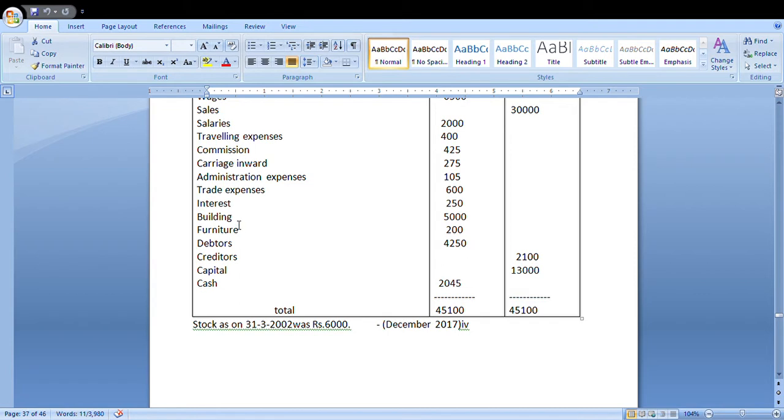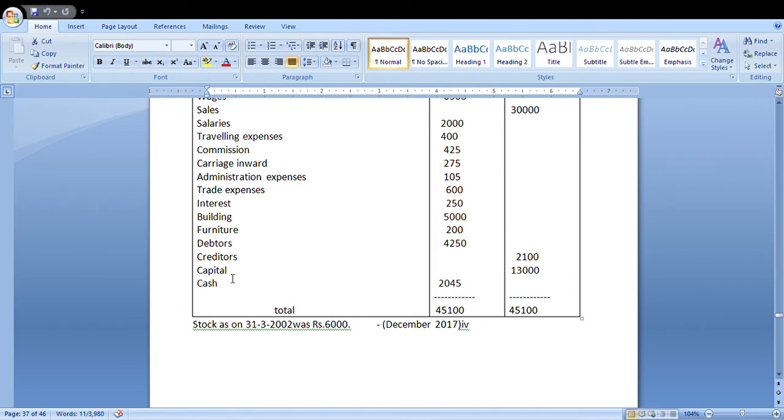Building. This is not an expenditure; it is an asset and is entered on the asset side of the balance sheet. Furniture is also an asset, entered on the asset side of the balance sheet. Debtors are also an asset, entered on the asset side. Creditors are a liability, entered on the liability side of the balance sheet.